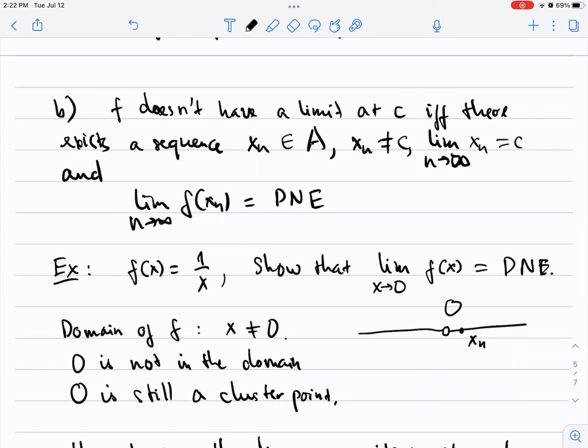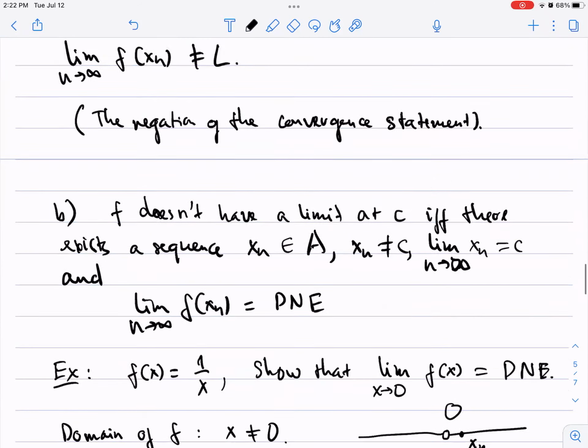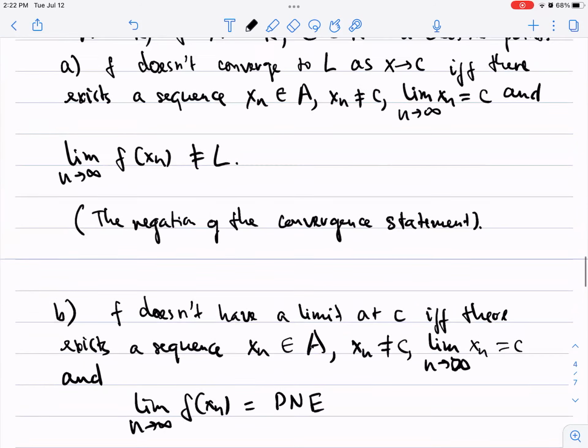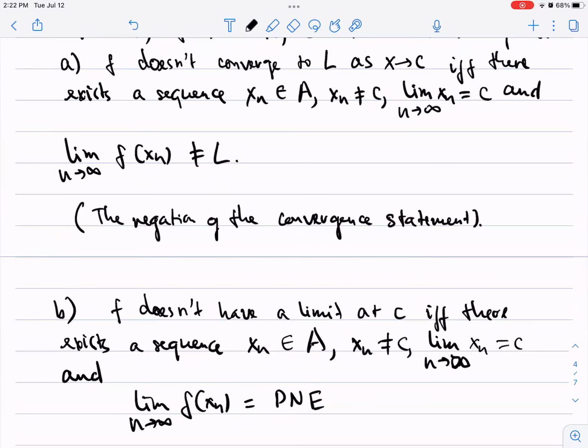The second statement is similar. f doesn't have a limit at c if and only if there exists a sequence x_n in A, x_n different from c, with the limit of x_n equal to c, and the limit of f(x_n) doesn't exist. So the two statements here are quite similar. The only difference is that in the first statement, we specify a number L. In the second statement, we say the limit doesn't exist.